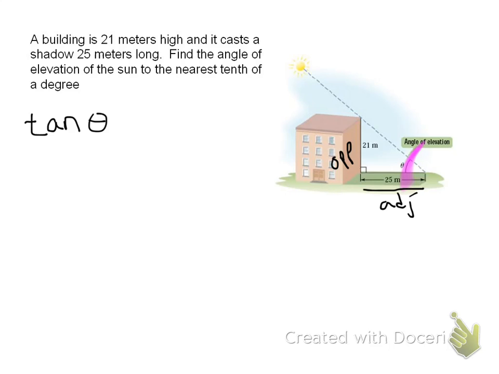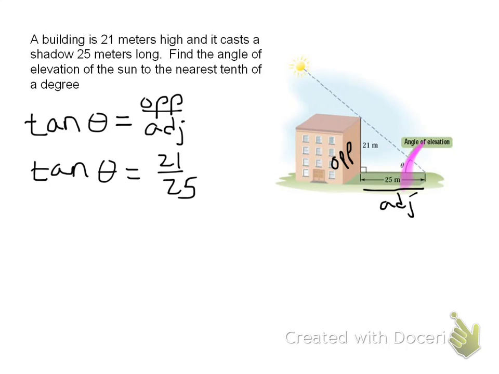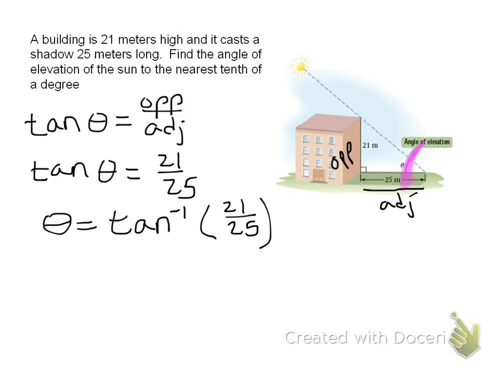So the tangent of theta equals opposite over adjacent. All right, well, that means that the tangent of theta, because theta is my unknown, equals 21 over 25. So again, how do I solve for theta? How do I undo a tangent? I do the inverse of the tangent. I do tangent inverse of 21 over 25.